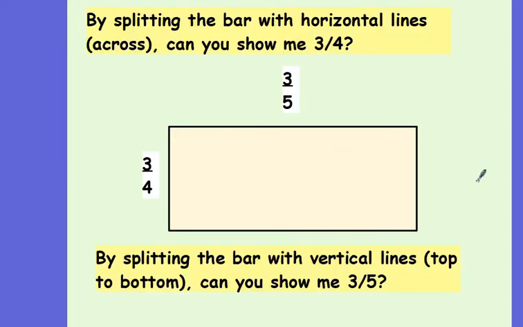One more go for me, Year 7. In your light blue books, by splitting the bar horizontally, acrossways, can you shade in 3/4 of the shape? By splitting it vertically, top to bottom, can you shade in 3/5? And then can you work out what the overlap is? Pause the video for a couple of minutes and work that out now, please.